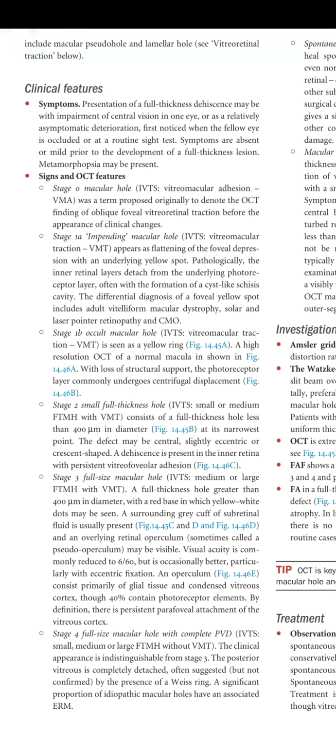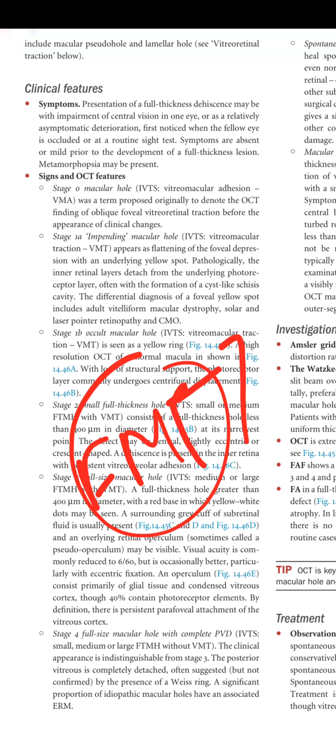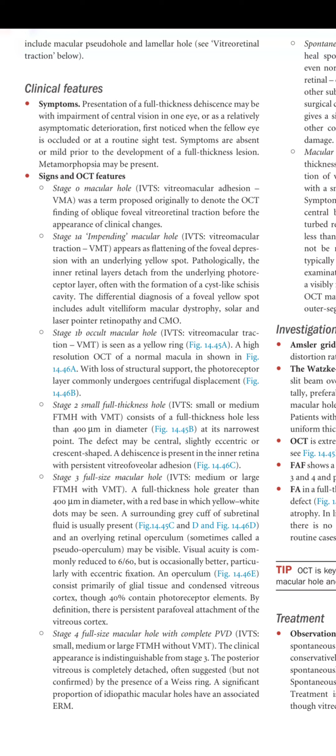Stage 4 is a full-size macular hole with complete PVD, also called a small, medium, or large full-thickness macular hole without VMT. The clinical appearance is indistinguishable from stage 3. The posterior vitreous is completely detached. So basically, stage 4 consists of a full-thickness macular hole with a complete PVD. The posterior vitreous is completely detached, often suggested but not confirmed by the presence of a Weiss ring. A significant proportion of idiopathic macular holes have been associated with ERM.